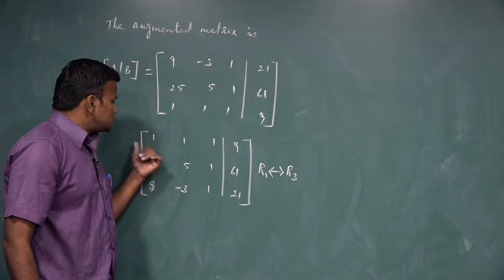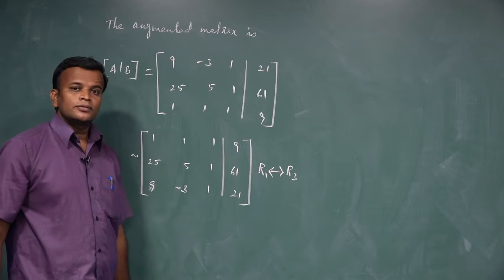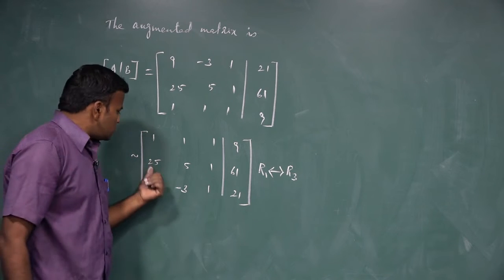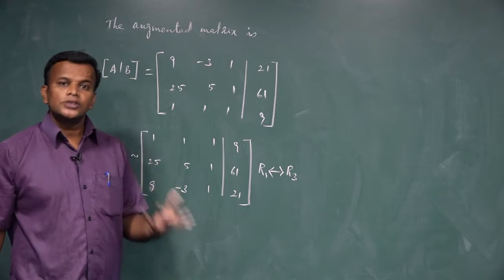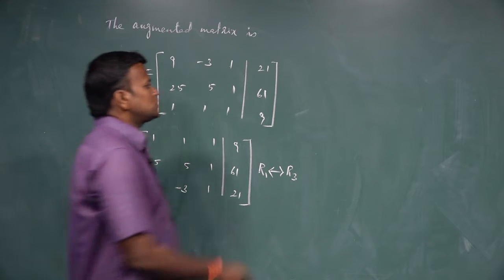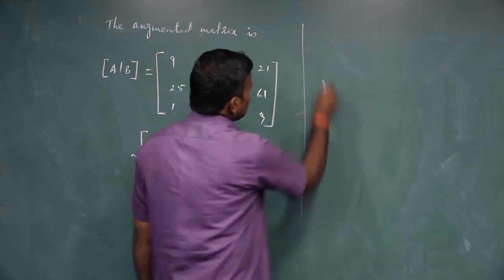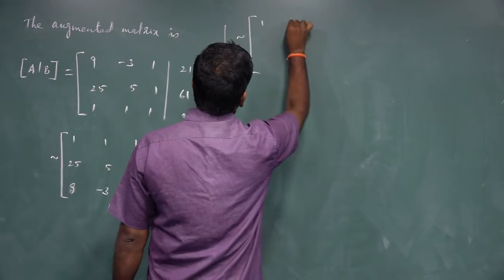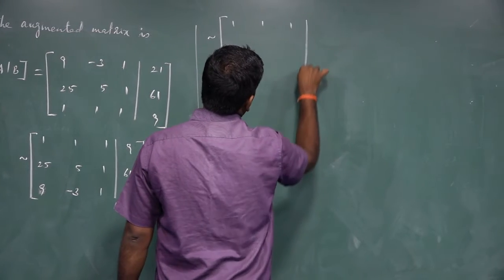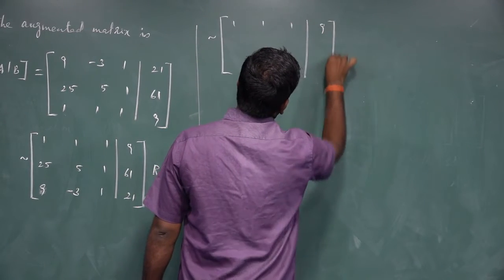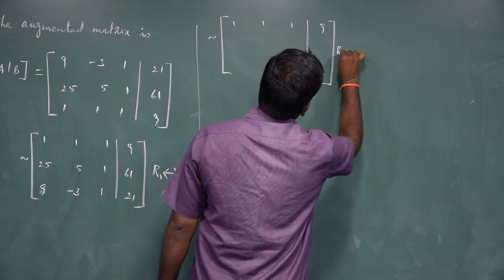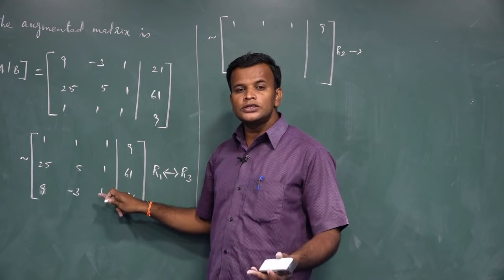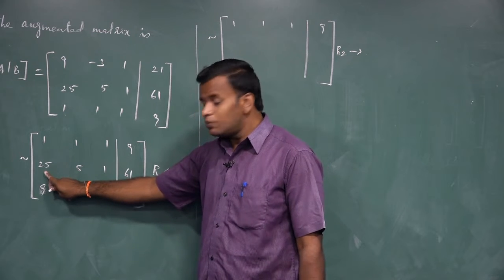How to change this element to a 0? Suppose we multiply the first row fully by the number 25. 25 minus 25 becomes 0. So the next step is, I don't change the first row, we write it as it is. So 1, 1, 1, 9. And I write R2 as, this R2, our motive is to convert this element to a 0.